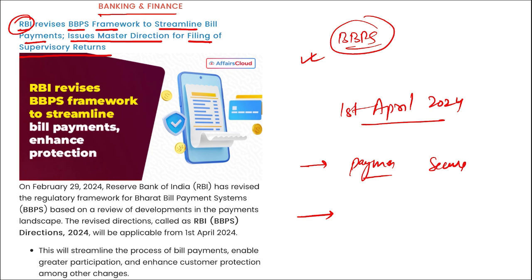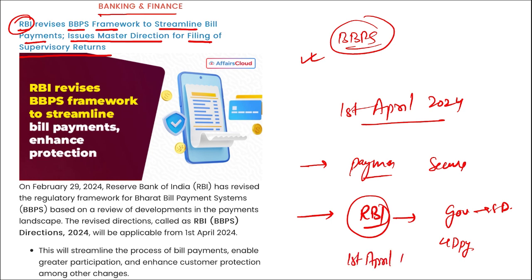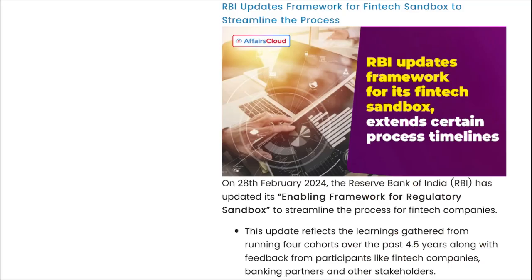Coming back, remember, if we talk about RBI, Reserve Bank of India, who is the governor here? Shaktikant Das. How many deputy governors? 4 deputy governors are there. RBI was established on 1st of April 1935. Headquarters is in Mumbai, Maharashtra.